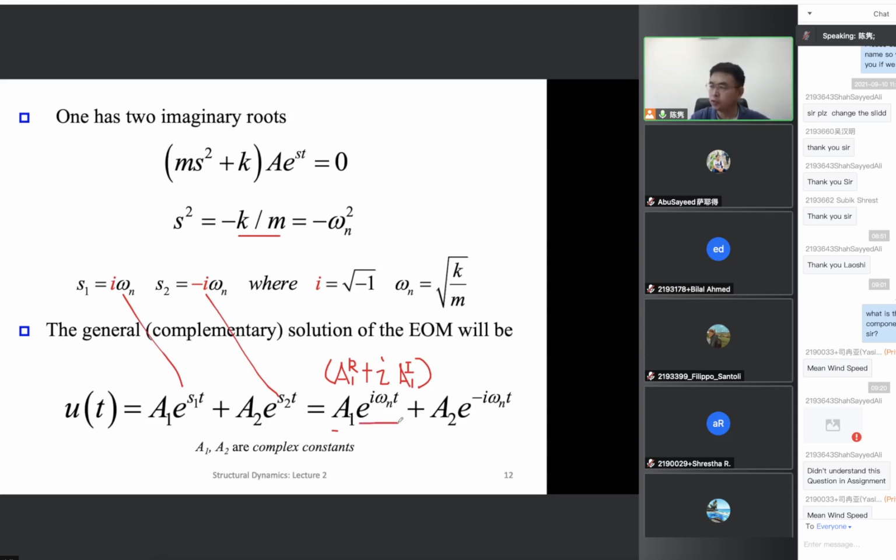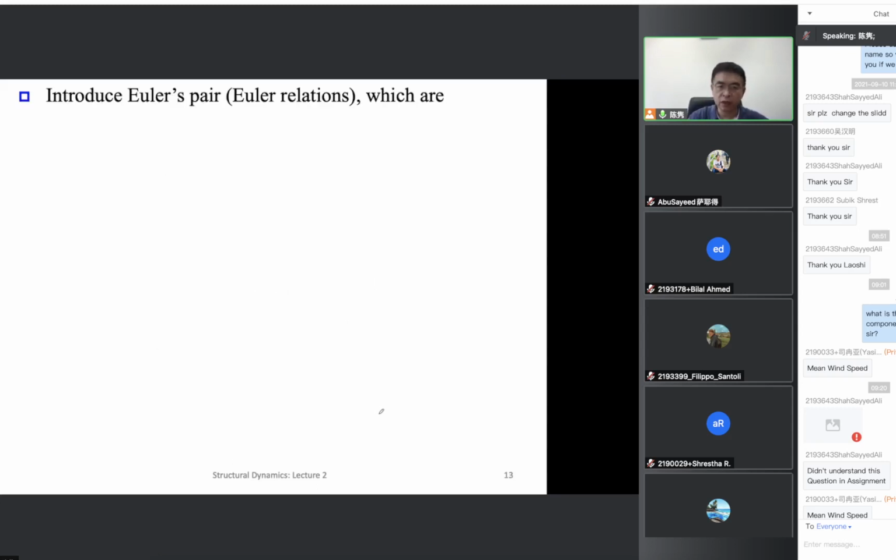And this exponential function with the i here, we can also express it in harmonic ones using the Euler equation. The Euler equation here is e^(ix) equals cosine x plus i sine x. So which means we have two expressions for these two exponential functions.